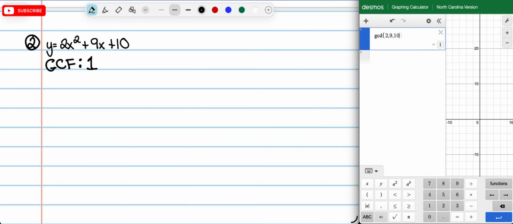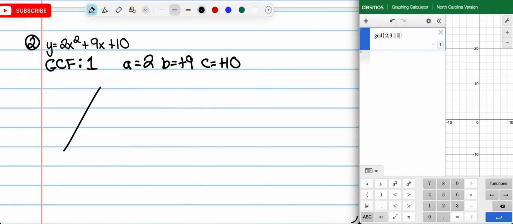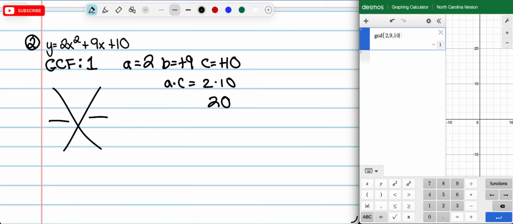So that means I can list my A, B, and C. My A is going to be 2, my B is a positive 9, and my C is a positive 10. Now from that point, I need to get my A times C, which is the top of my X. So I'm really trying to just fill in my X so I can factor it. A times C will be 2 times 10, which is 20. So that positive 20 will go to the top. At the bottom of my X will be my positive 9.